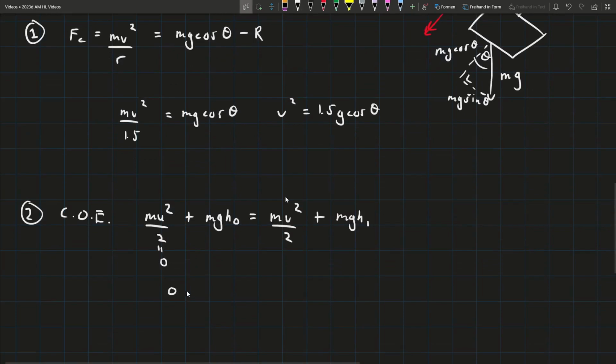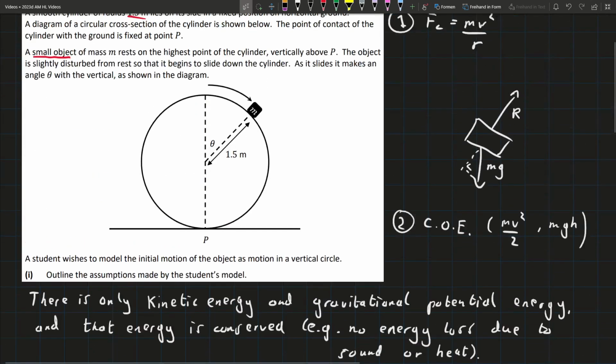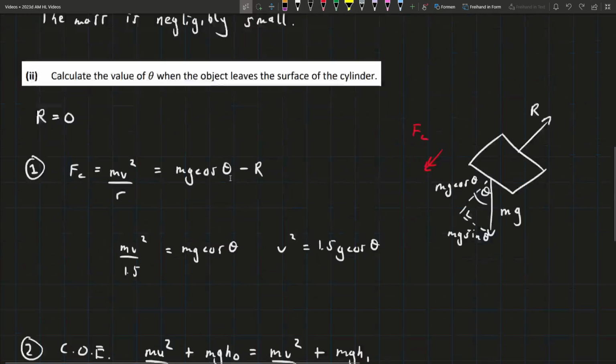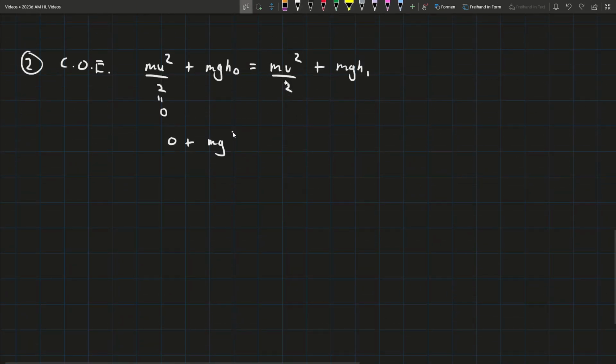So we have 0 plus mg, and then the initial height is just the very top up here. So this is one radius, and then we have another radius. That's basically a diameter from the bottom to the top. I'm just going to take the bottom as my reference point. It usually works the best. So up here at the top, we're 3 meters above the ground. So we'll have mg times 3 equals mv squared over 2. We don't know what the velocity is. It could be anything. Plus mg, and then the height at any point.